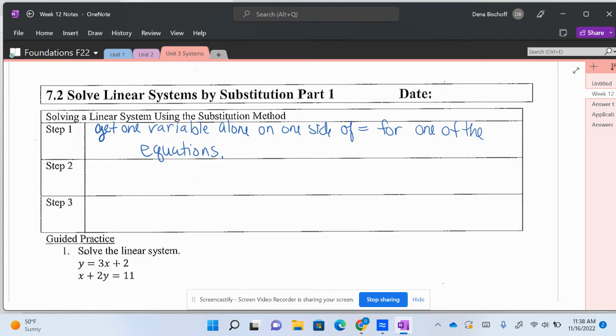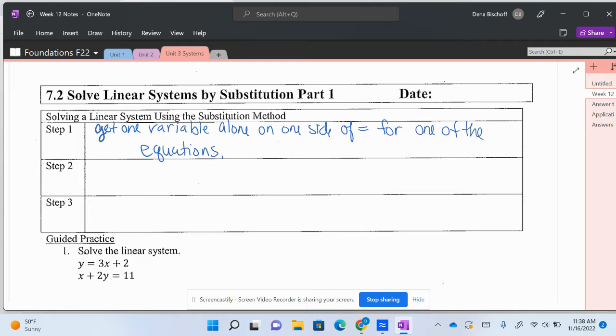Okay. It's called isolating a variable, right? When you get a variable all alone, it's called isolating. So you have to isolate one of the variables. It doesn't matter if you isolate the x or the y. And today we'll talk about which time, like sometimes it's easier to isolate x. Sometimes it's easier to isolate y. Okay, we'll talk about that.